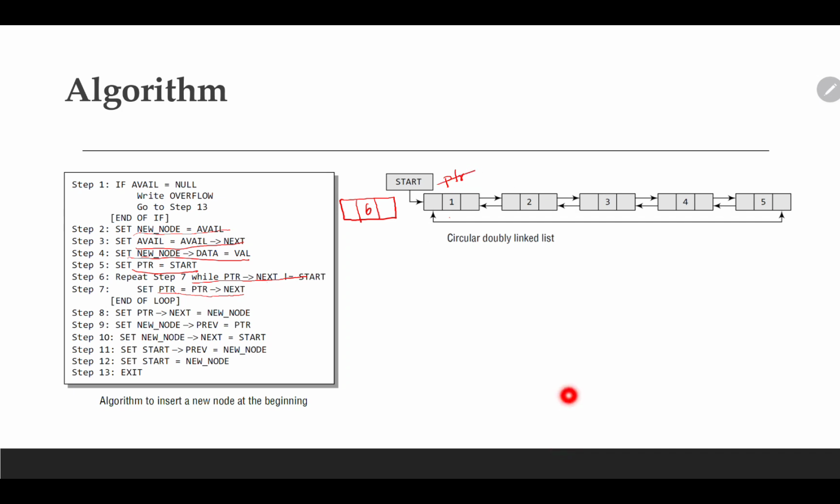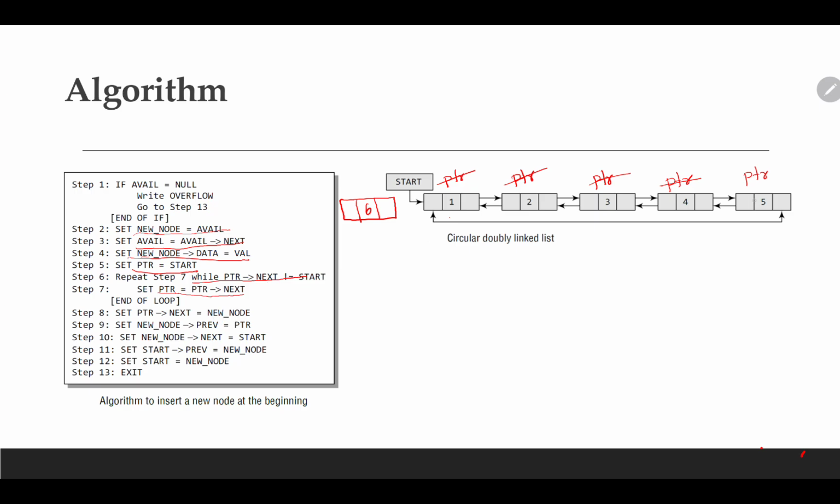It is not the start node, so the next node becomes ptr. Again we check whether ptr->next is start. No, so we move to the next node. We check again, ptr->next is start, no. Then again, no. Then we check ptr->next is start. Yes, it is the start node, so the condition becomes false.